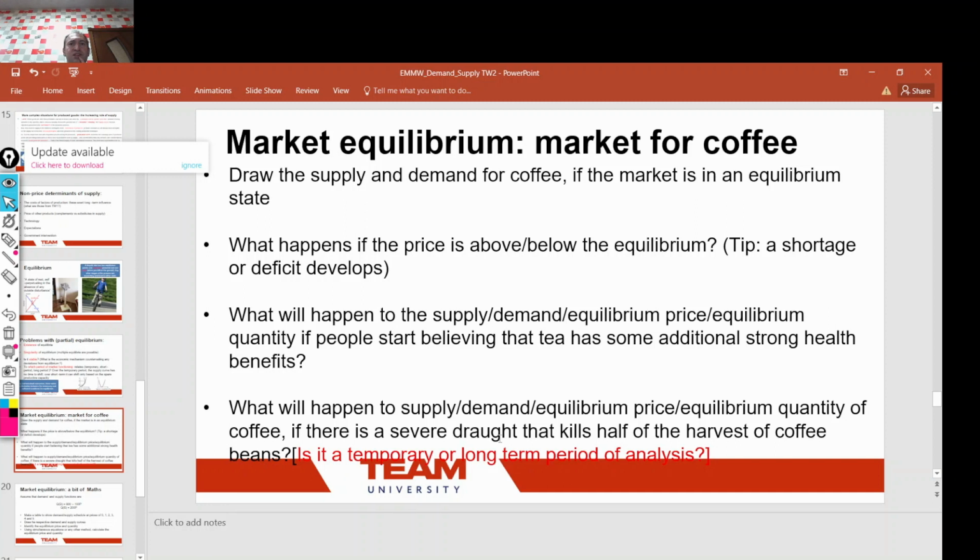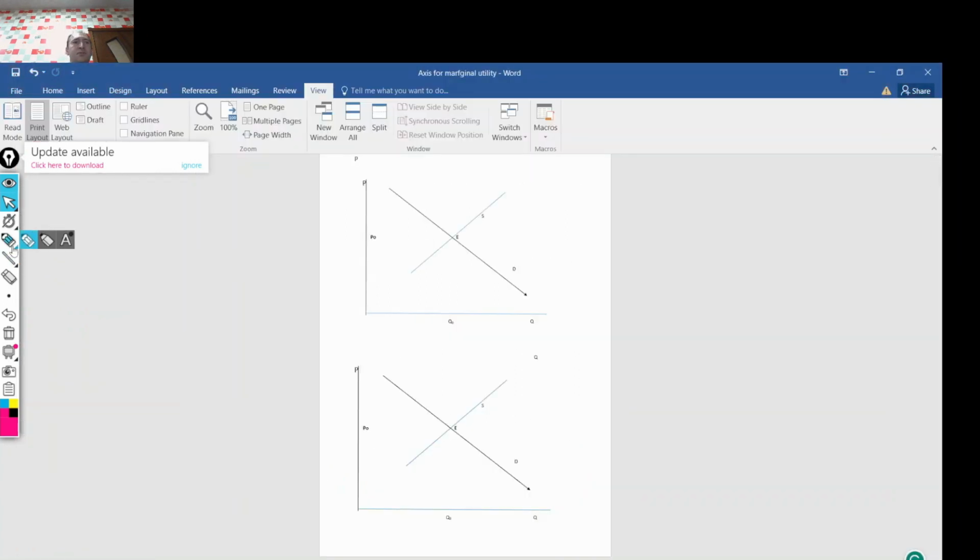What happens if there's a severe drought that kills half of the harvest of coffee beans? So again, there's a drought killing half of the harvest of coffee beans. What happens to the market? Again, there's an original situation on that market for coffee beans. It's a coffee beans market. That's your original situation: Q0, P0, the equilibrium.